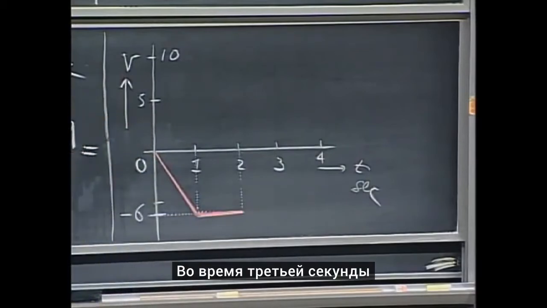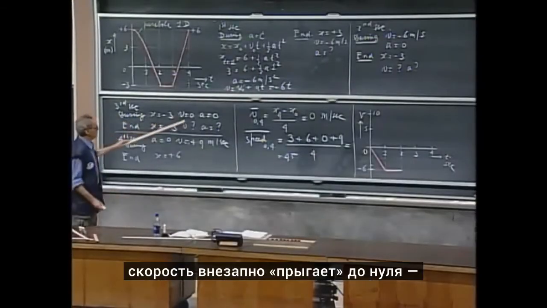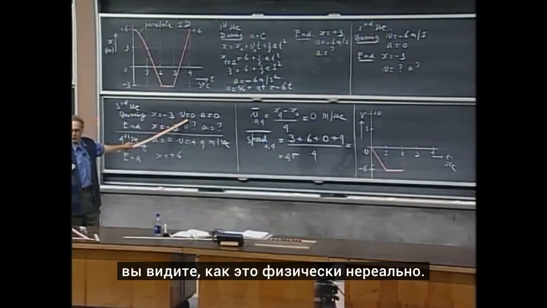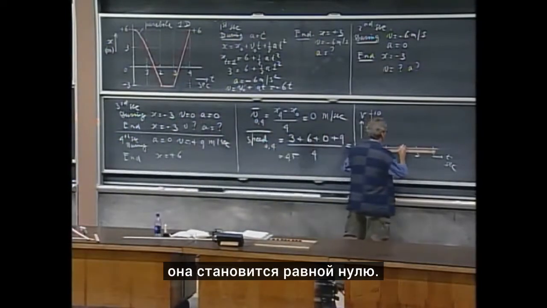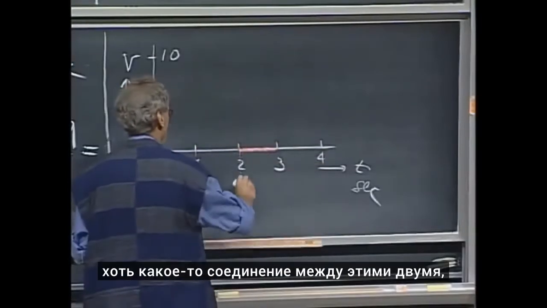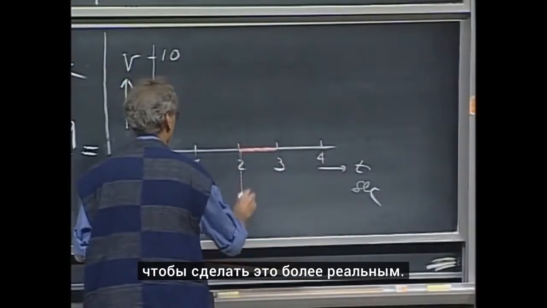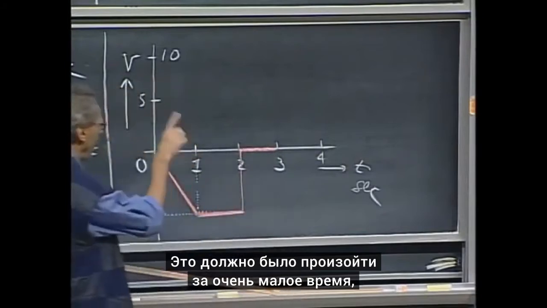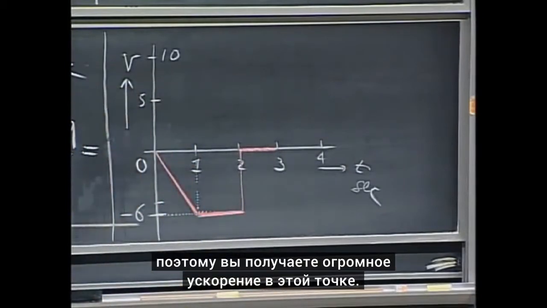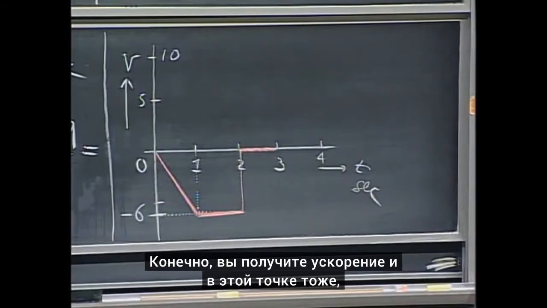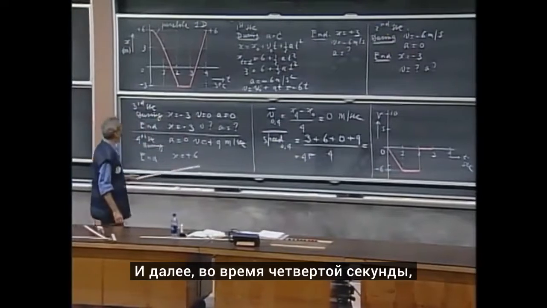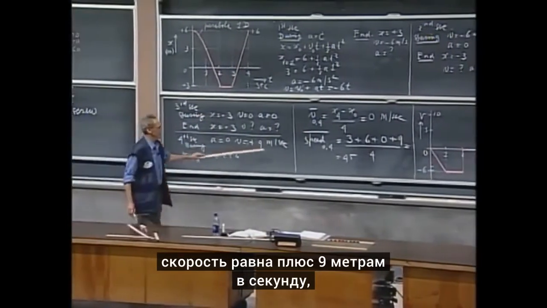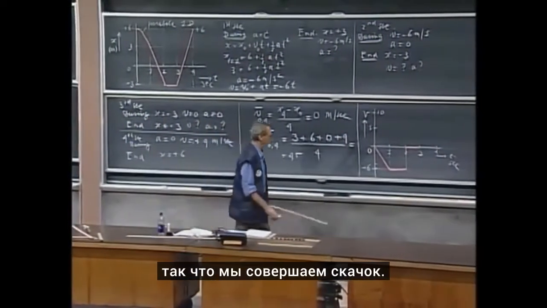During the third second, the velocity jumps all of a sudden to 0. You see how non-physical that is. And so all of a sudden, during the third second, it becomes 0. So there has to be somehow a connection, of course, between the two to make this physical. So in a very small amount of time, that will have to occur. That's why you get a huge acceleration here at that point. Of course, you also get an acceleration here at this point because there's also a change in velocity. And then during the fourth second, the velocity is +9 meters per second. And so we jump up.